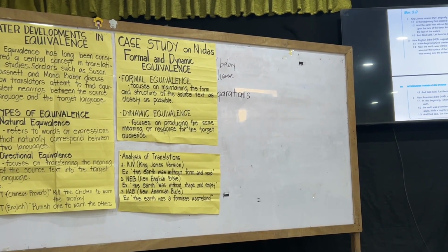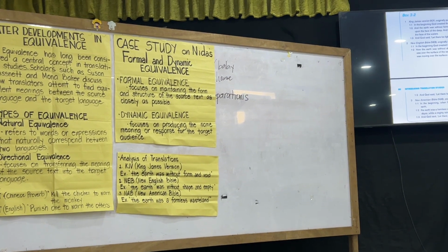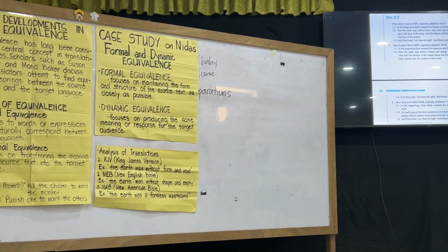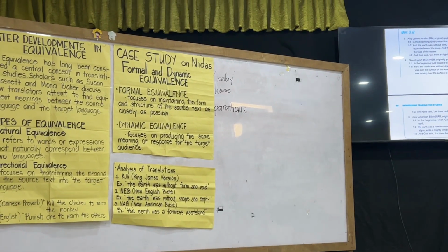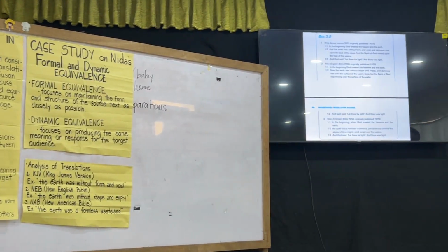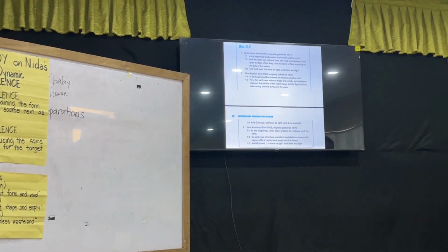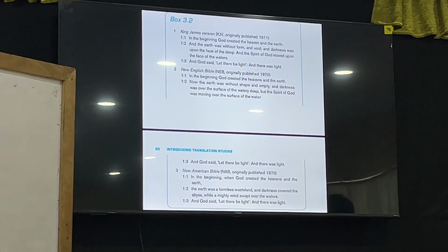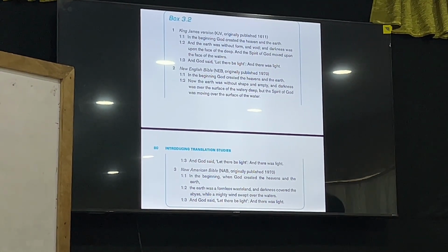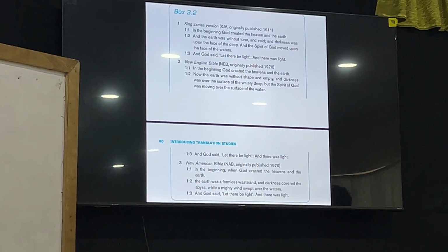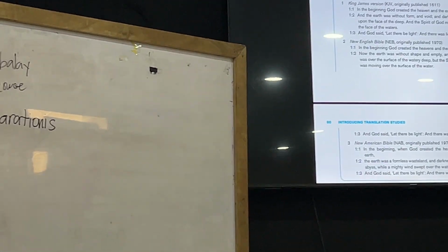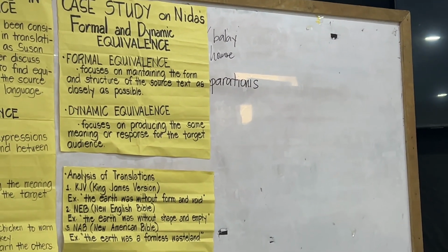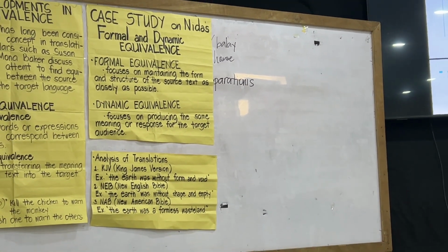So, an example there. In their versions, it is from the Hebrew book, the original, right? And the first translation there is from the King James Version, the translation of the book of Genesis. Next is the dynamic equivalence. It focuses on producing the same meaning or response for the target audience.